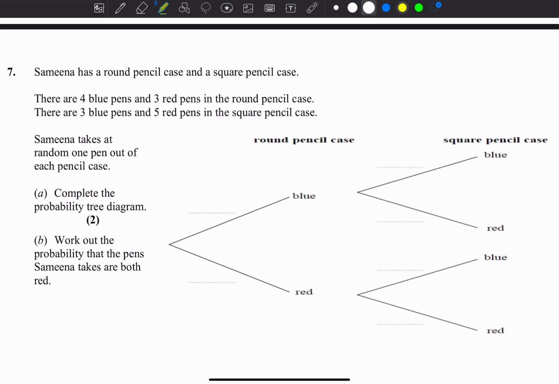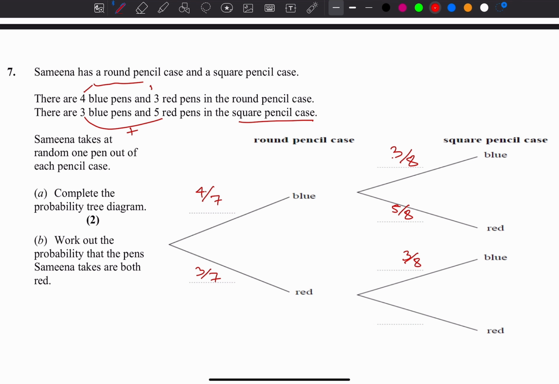Round pencil case. Yep. 4 blue pens and 3 red pens. How many blue pens? 4 out of, remember, total 7. And 3 out of 7. Make sure these two add up to 1 whole, which it does. Square pencils is 3 out of total, a total of 8, and then the other one is 5 out of 8. So 3 out of 8 and 5 out of 8 anyways.